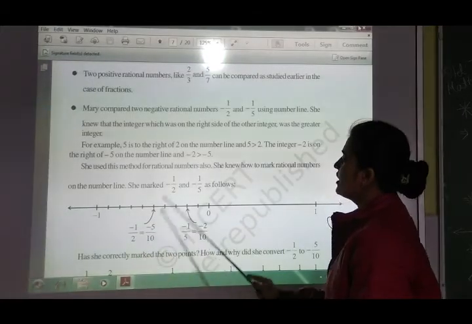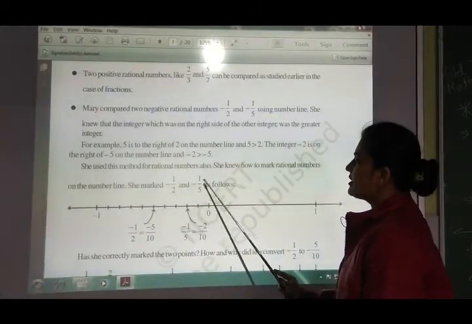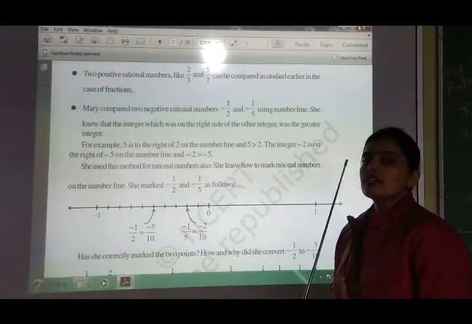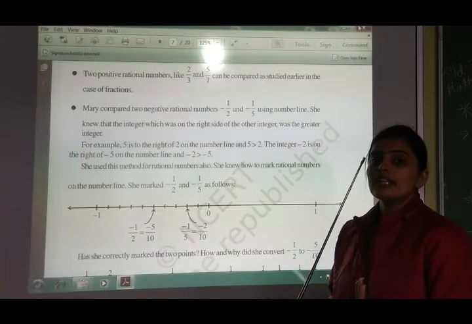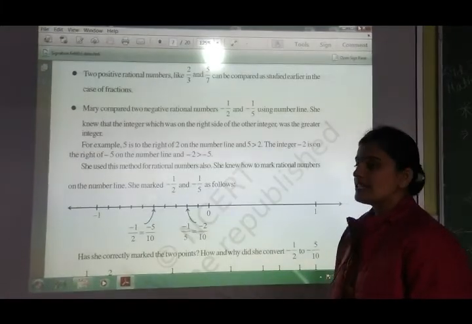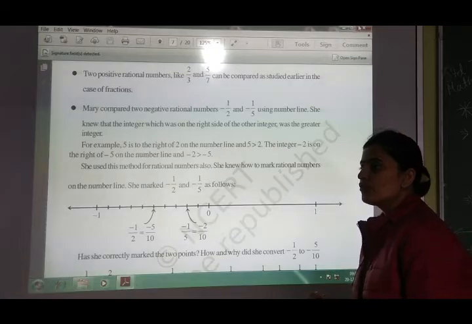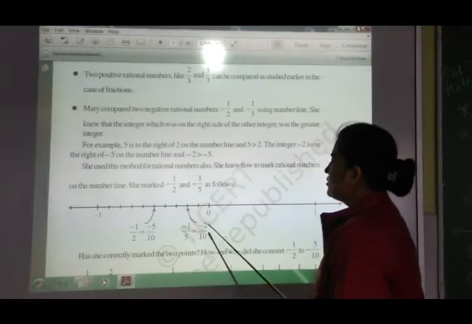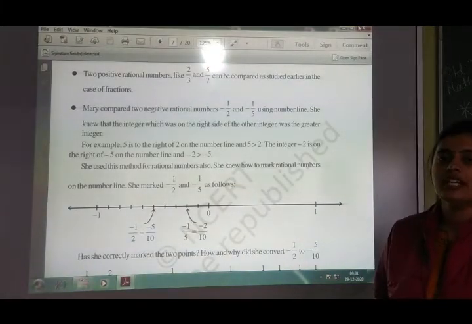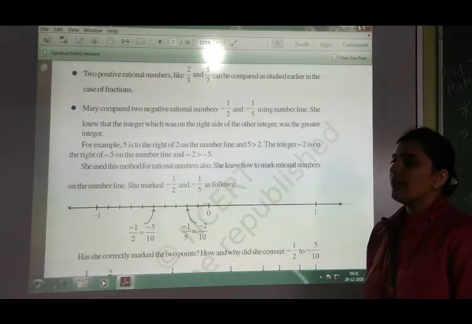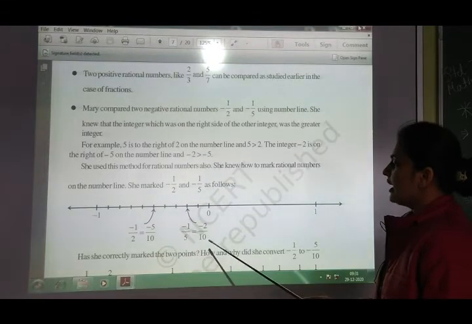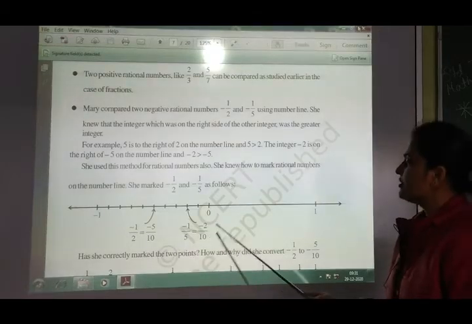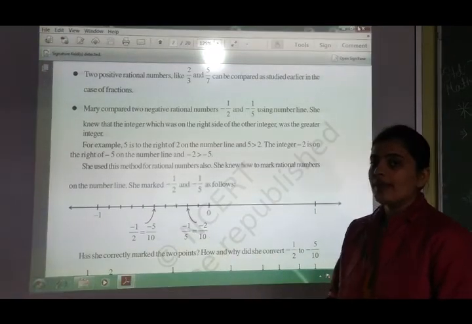So here you can see that -1/2 and -1/5 both are having different denominators. So first make the denominators equal. That is, here you can see 2 and 5 LCM will be 10. So make both of them 10. So -1/5 will be equal to what? If we want the denominator 10, then multiply it by 2. So 5 2s are 10, -1 multiplied by 2 will be -2. So -2/10 is equal to -1/5.